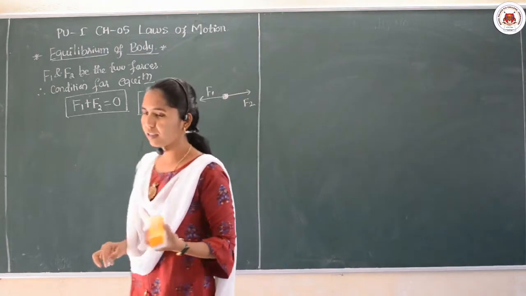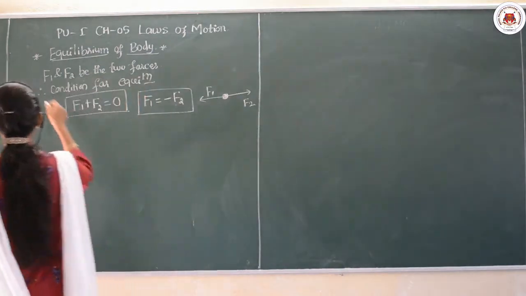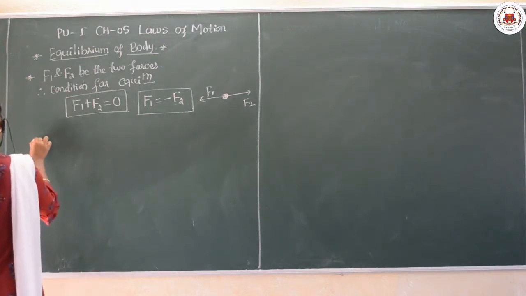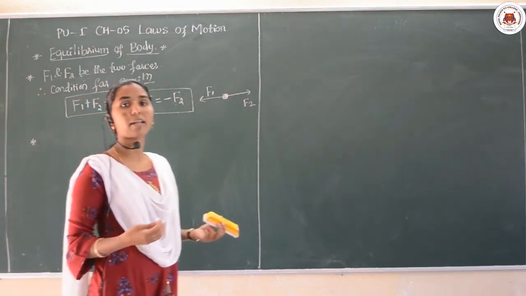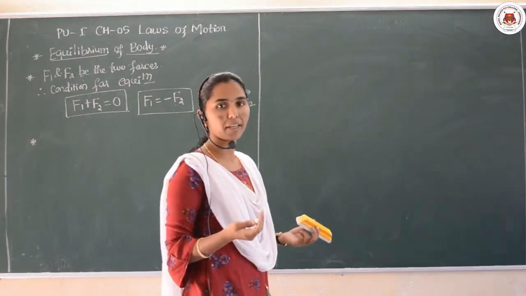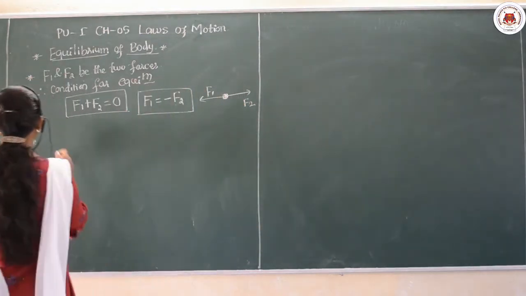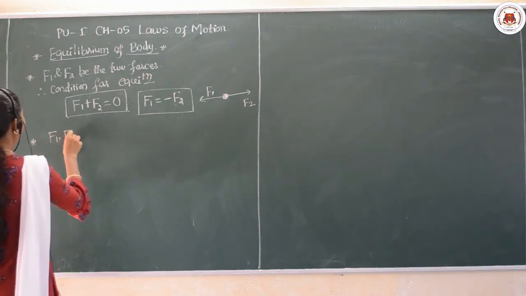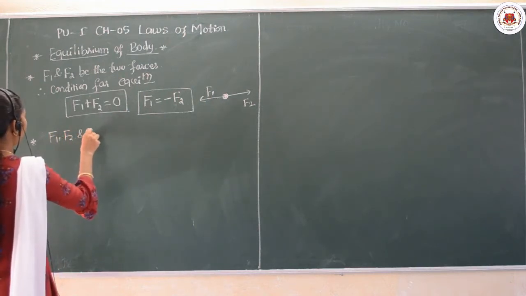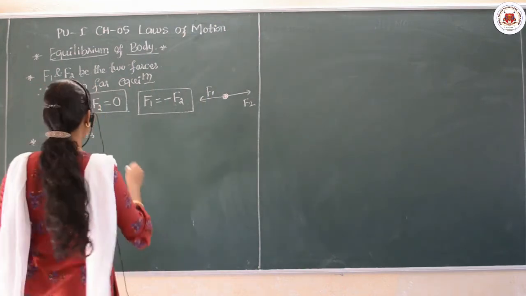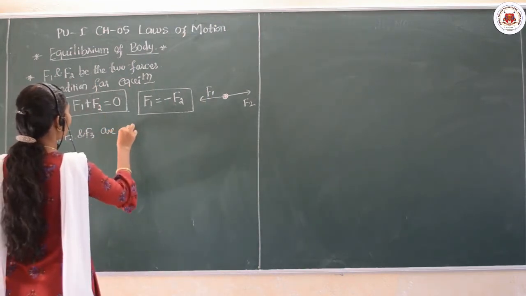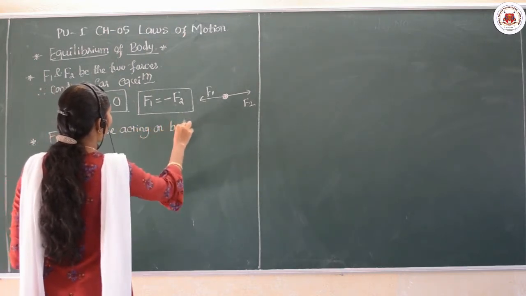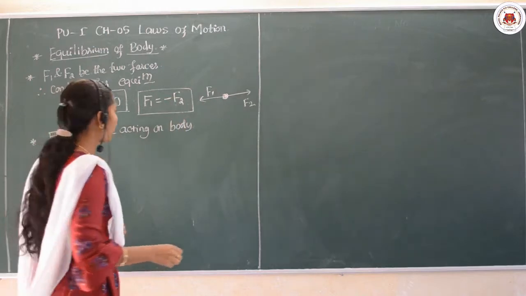And my second question: now two forces were there, and we satisfied this equation. Suppose three concurrent forces F1, F2 and F3 are acting on the body. Three concurrent forces are acting on the body. So what happens here?